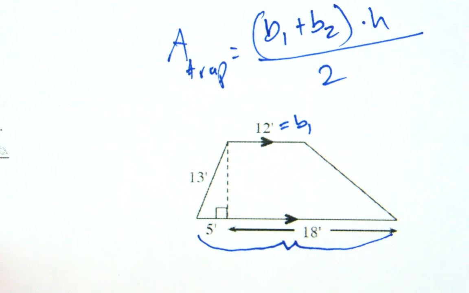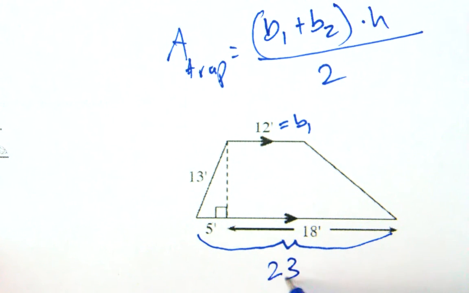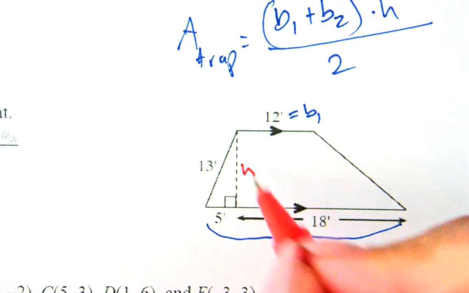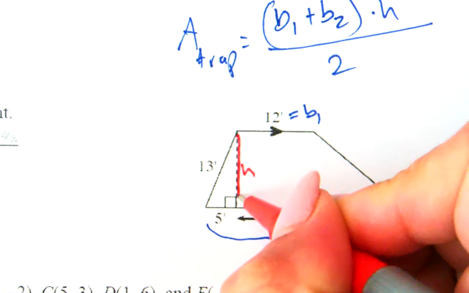So let's say 18 plus, what is that, 23, I think? Hopefully. 2 and then 3 more. Yeah, that works. So this is 23, and this is your base 2. Now, the only thing that's missing is your height. What I'm hoping you notice very quickly is that your height is actually over here, so this whole red thing right there.